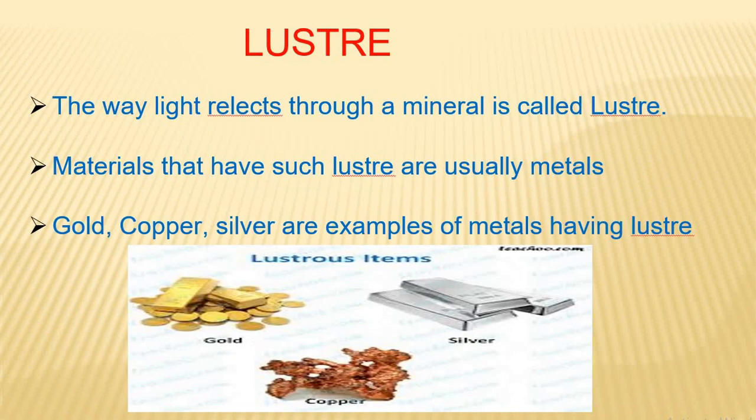Luster. The way light reflects from a mineral is called luster. The shine. Materials that have luster or shine are usually metals. We just studied it, dear students, that gold, silver, copper, iron, all these metals are examples of having luster. Luster is the shine which all these metals possess.